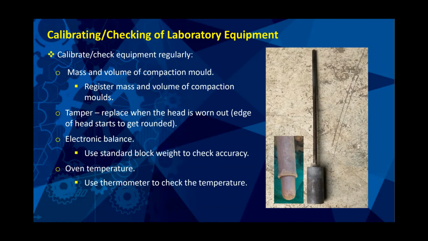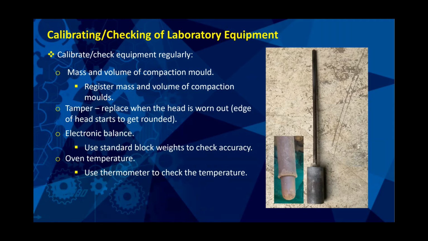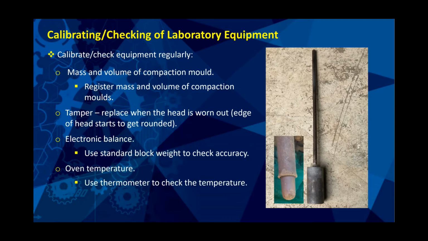To obtain reliable laboratory test results, it is important that the laboratory equipment is checked or calibrated regularly. You should check and keep a register of the mass and volumes of all the compaction molds. And tampers must be replaced when the heads are worn out, as shown on the picture to the right. Electronic balances can be checked for accuracy using standard block weights, and the oven temperature can be checked using a thermometer. If the electronic balance or the oven is not working properly, they must be sent to a qualified workshop for repair. In general, these items should be calibrated at least once per year.